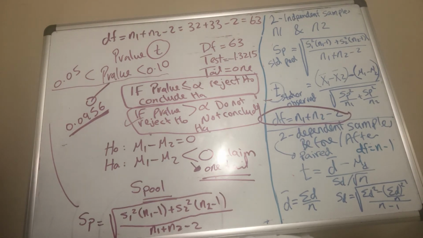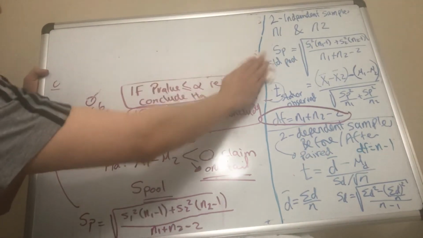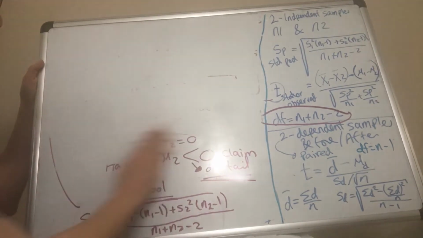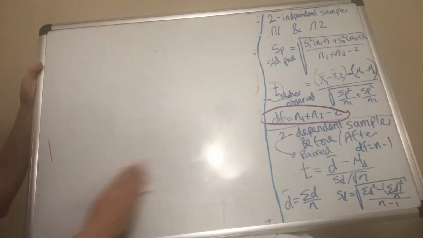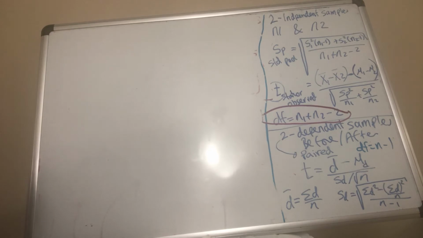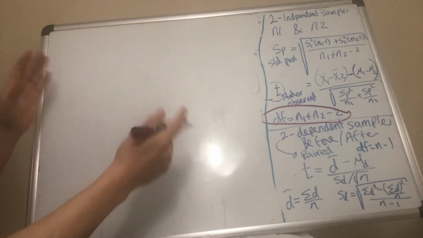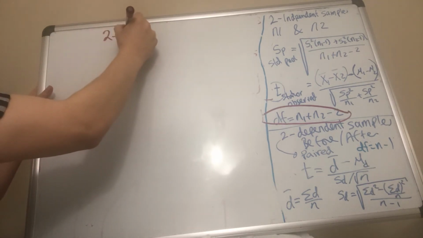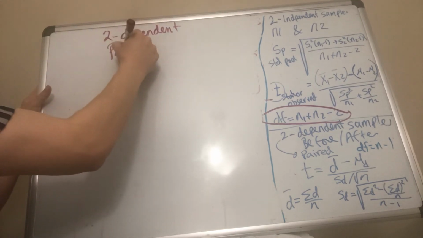If you go to question 2 and read it, it talks about a shoe company, and they claim that when athletes use this shoe, they increase their vertical jump. And they give you the results before trying the shoe and after trying the shoe for 8 different athletes. So when you see the before and after, that's a 2-sample dependent, also called paired.